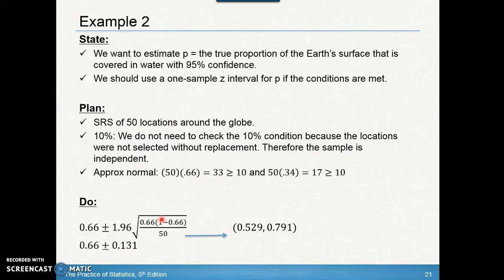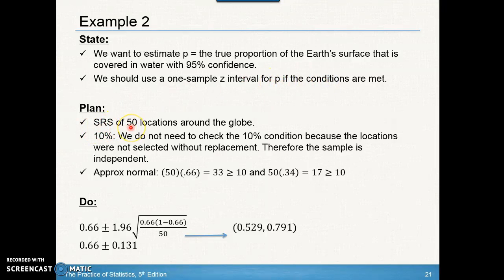All right, so let's see how you did. So you should have had your state portion. Remember, this is basically just telling the readers what exactly you're doing, and you're kind of restating the question and what you're estimating. We're estimating the true proportion of the Earth's surface that's covered in water with 95% confidence. Also notice you have the words true proportion in context and what confidence level, and then what you're going to use to do this. One sample, it's a one sample with 50 tries, z interval because I'm using the standard normal curve, for p, population proportion, if the conditions are met.